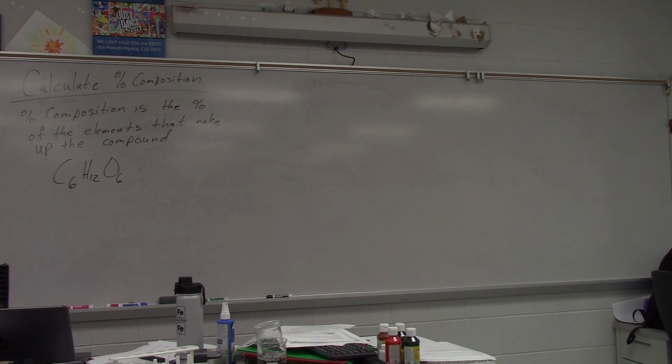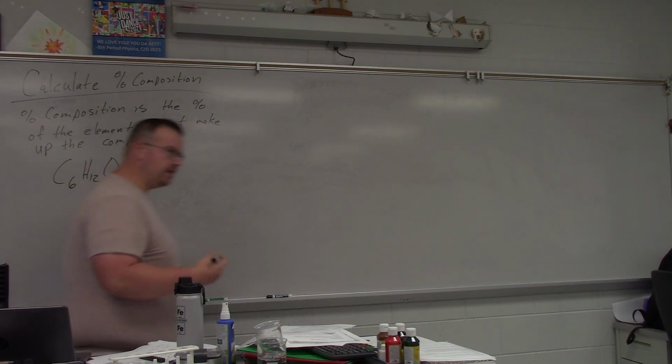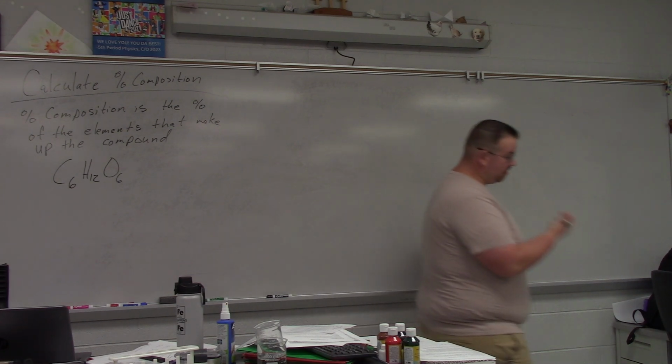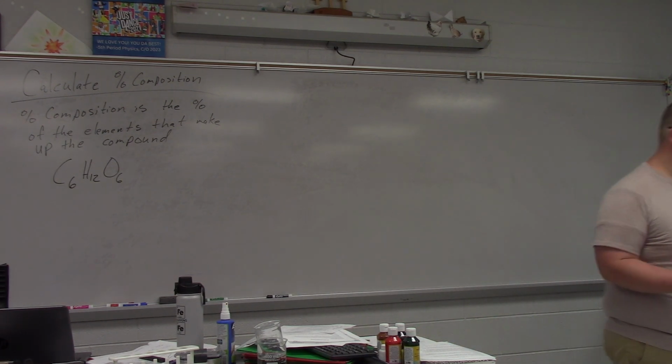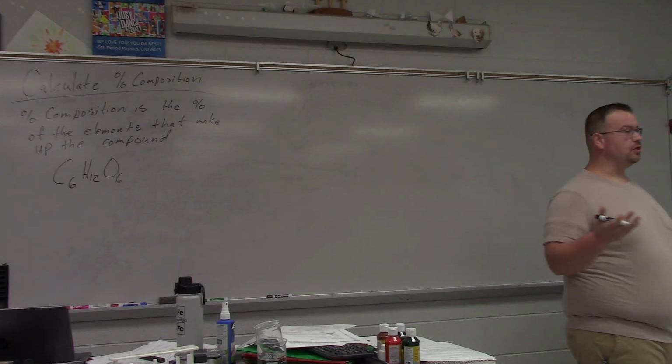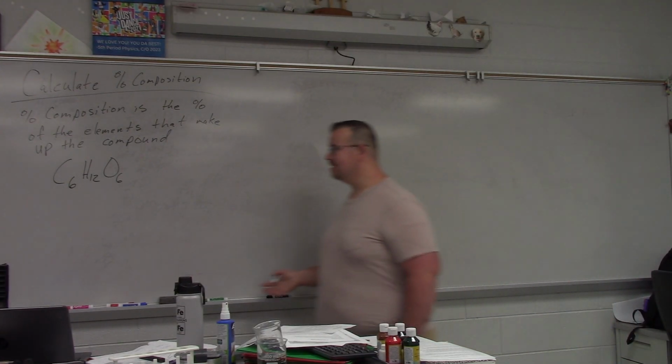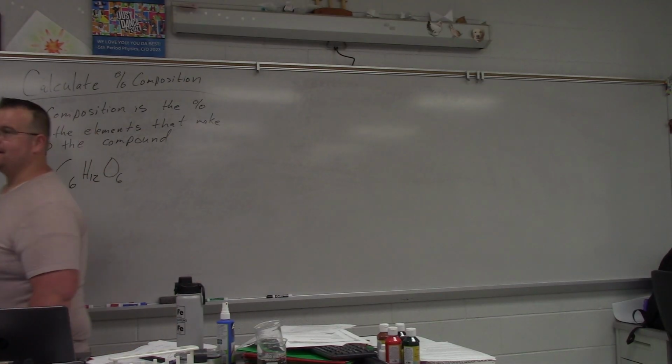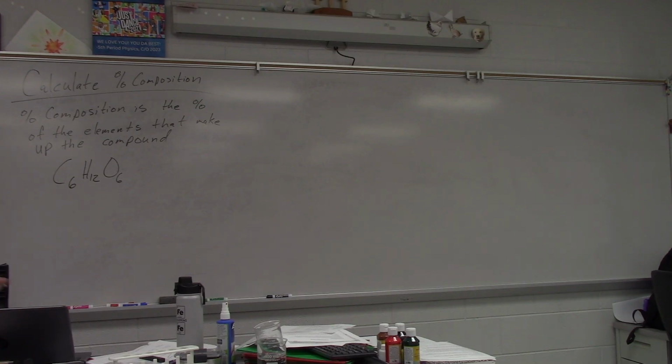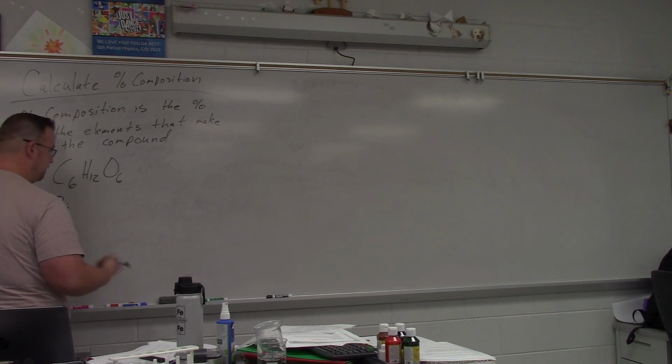So we want to find out what percent of glucose is carbon, what percent is hydrogen, and what percent is oxygen. In order to do this, we have to use the molecular mass or the molar mass. They're interchangeable. So we use the molecular mass of the molecule. You will take the mass that is coming from carbon and divide it by the whole. So with the carbon, you'll do exactly like you've always done to find the molecular mass of it.